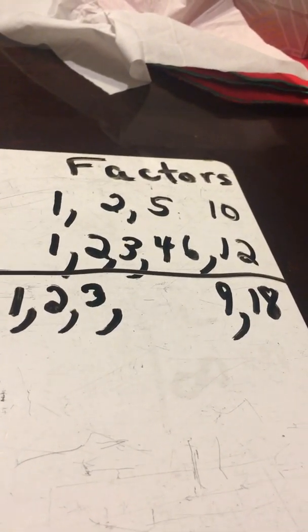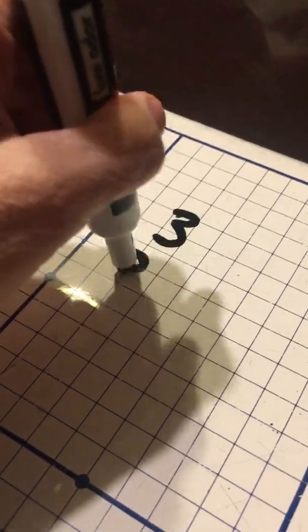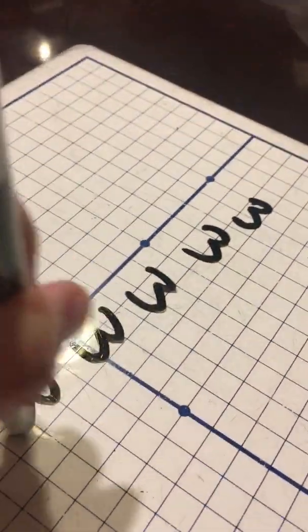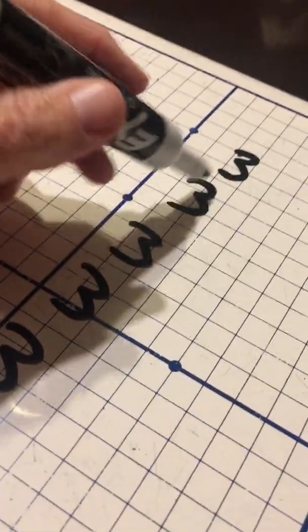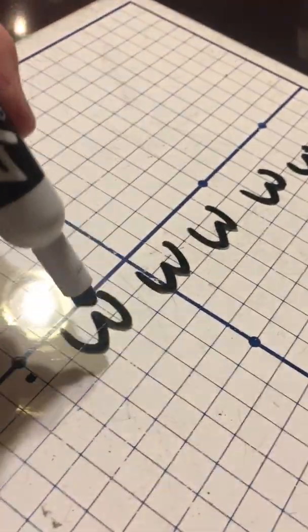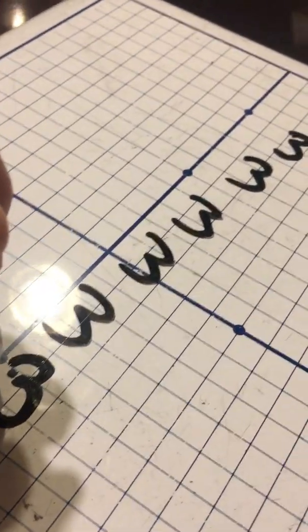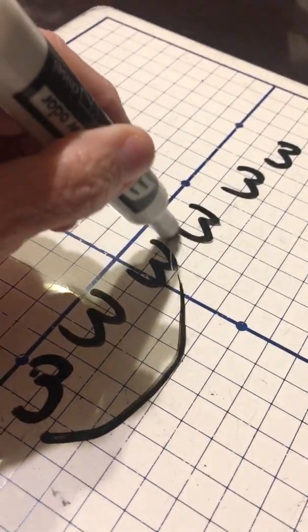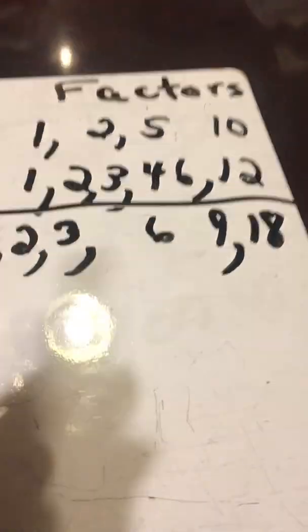If you don't know that, you can say, well, how many 3s would it take to make 18? So we could write down 3, 6, 9, 12, 15. That's only 15. I need another 3 to make 18. It took 6 3s. 3 times 6 is 18. Okay, so there's our other pair. And then we're done with 18.